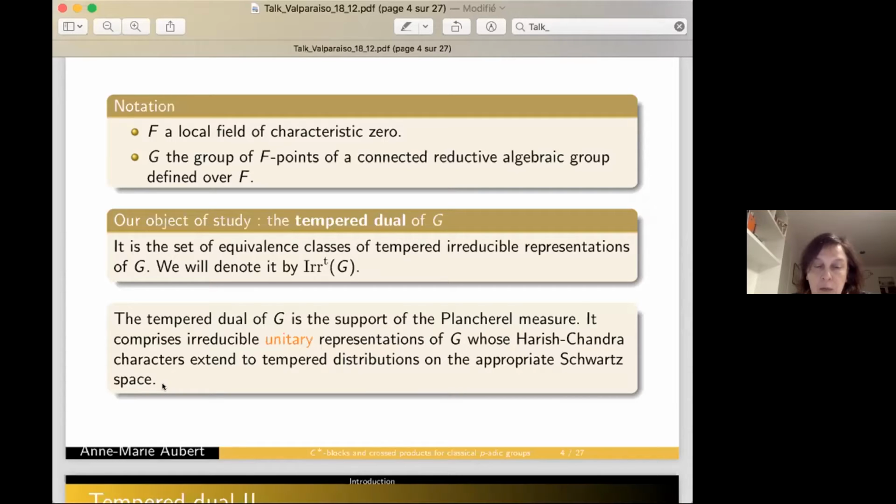This set contains many interesting irreducible representations. They are all unitary, and it contains those whose Harish-Chandra characters extend to tempered distributions on the corresponding Schwartz space.